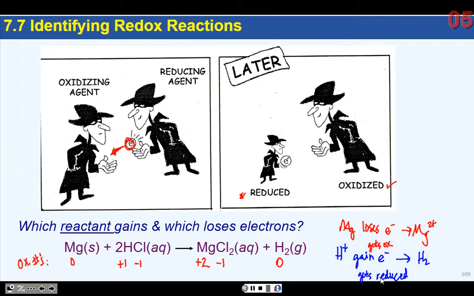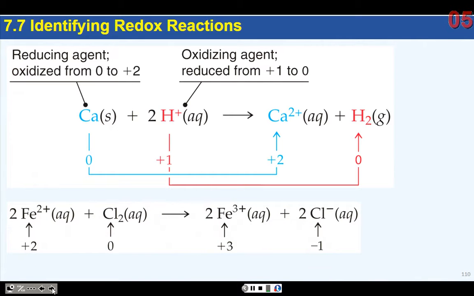Okay, let's look at more examples. There's a lot more ways to talk about these things. We're not done yet. So if we think about these things, we're going to figure out which ones are going where. If calcium is reacting with hydrogen ions, what is being oxidized and which is being reduced? So calcium is going from a neutral atom to a +2 cation. It's losing electrons, so it's oxidizing because its oxidation number is increasing. It lost electrons, and therefore when it's oxidized, it is the reducing agent.